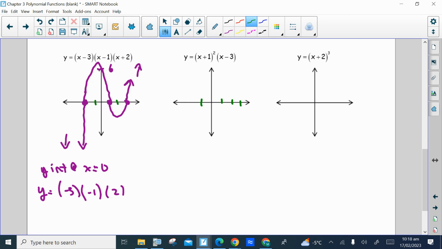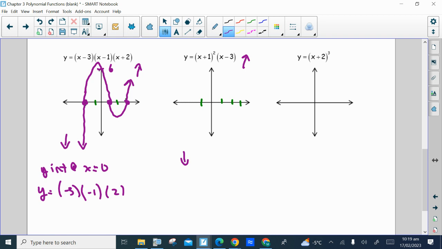It'll fall to the left, rise to the right. So that's what this will do. It's going to fall to the left and rise to the right. And once again, an x-intercept of -1, we said, has a multiplicity of 2, which means the graph is going to bounce off the x-axis there.